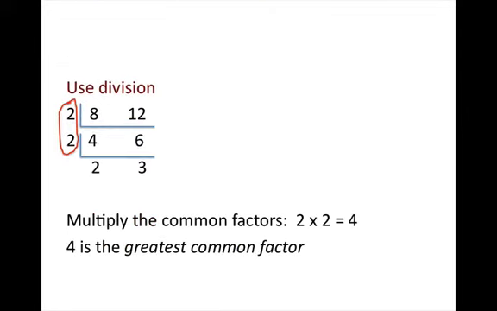Okay, so the common factors of 8 and 12 that we divided by are 2 and 2. What we're going to do is multiply those common factors. 2 times 2 is 4. 4 is the greatest common factor.